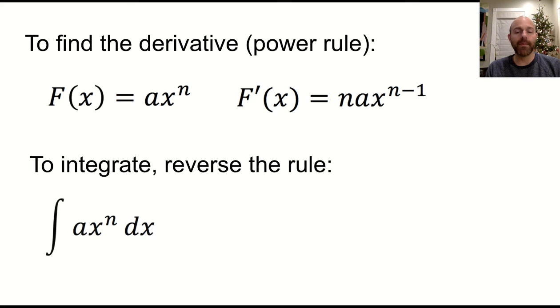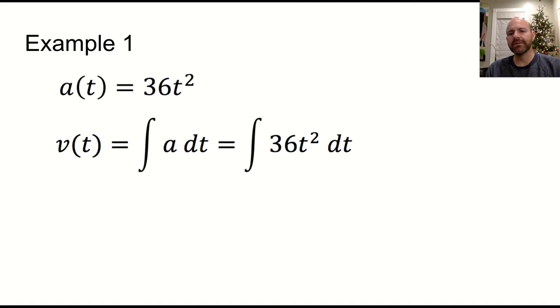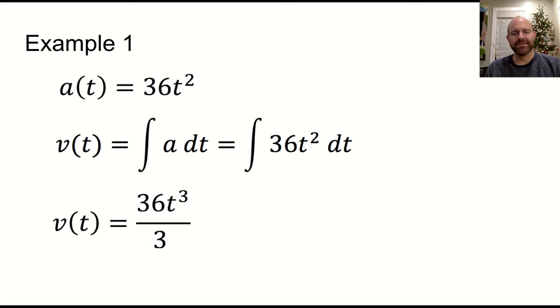To integrate, we kind of do the opposite. If you integrate a times x to the n with respect to x, the a still survives, and we now go n plus 1, and we divide by that n plus 1. So here's an example. The acceleration as a function of time is 36t squared. The velocity as a function of time should be the integral of a dt, so 36t squared dt. And that becomes 36t cubed over 3, and we can simplify it.